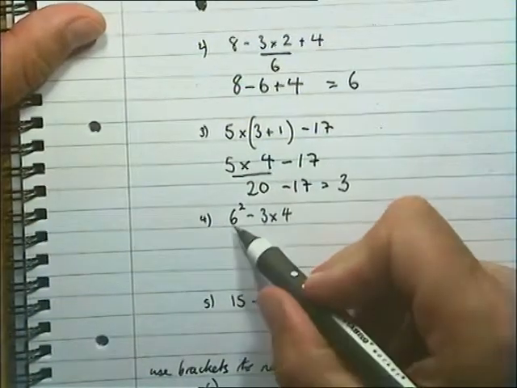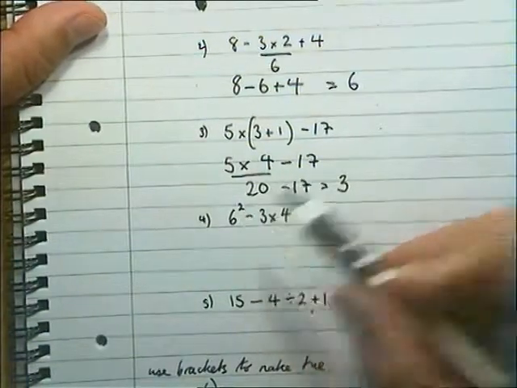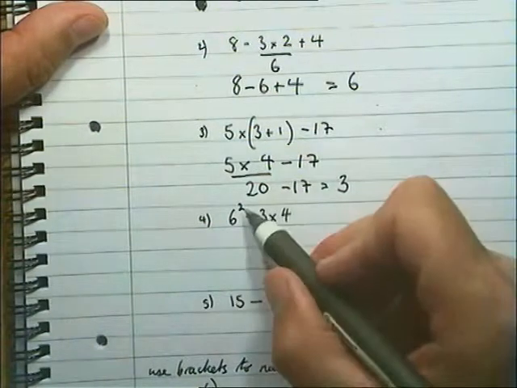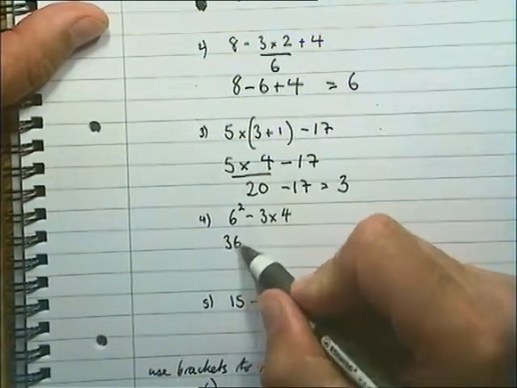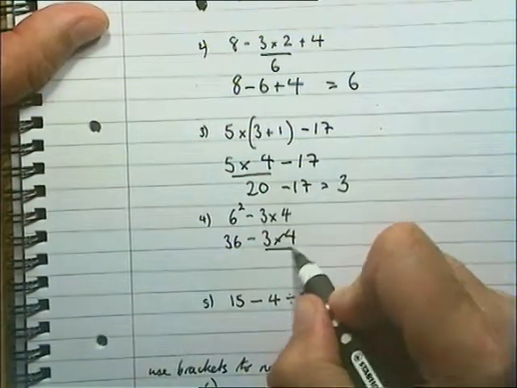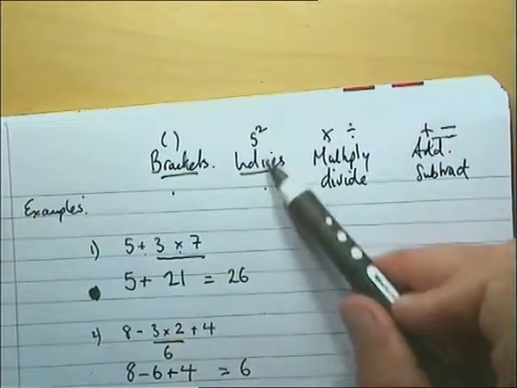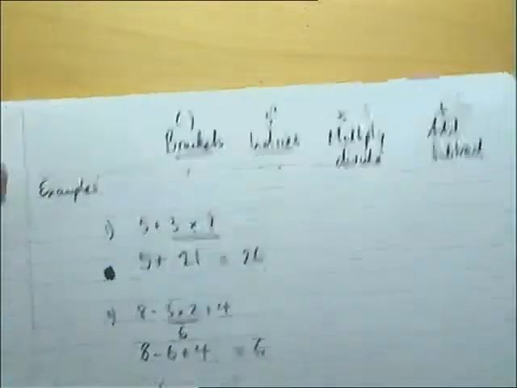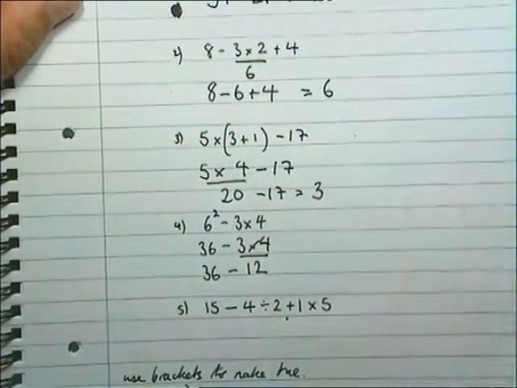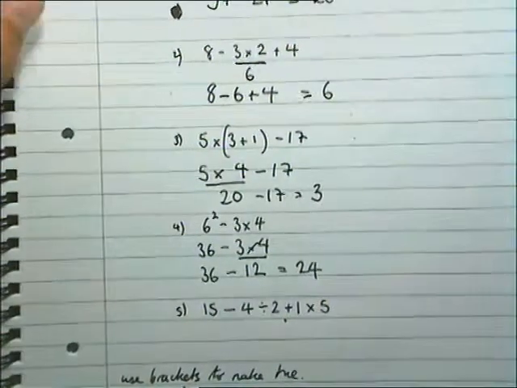And lastly, well, actually not lastly, we have 6 squared, a subtraction and a multiplication, so we have an indices here. So 6 times 6 is 36, minus 3 times 4. The next one we have to do is the multiplication, because brackets, then indices, we don't have any of those, then multiplication, and then the subtraction at the end. So that's 36 take away 12, because 3 times 4 is 12, and that is equal to 24.